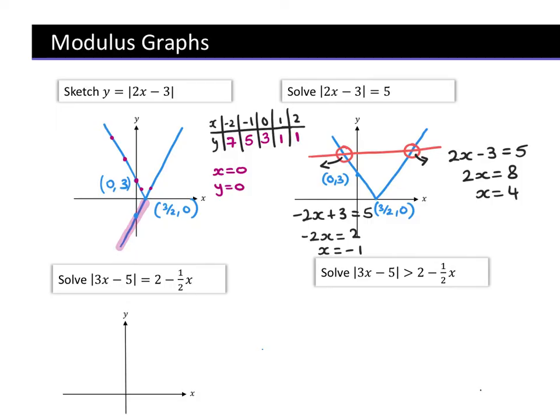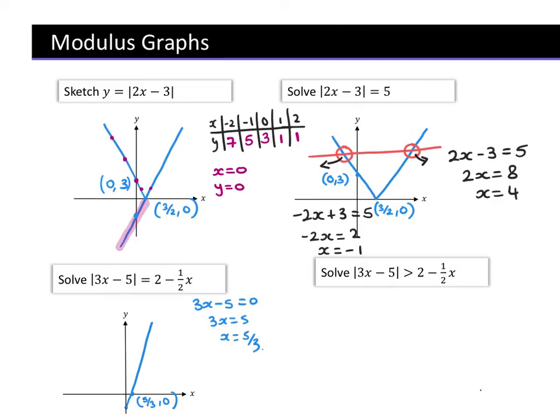Okay, so for the second example, we have 3x minus 5. Now, the graph 3x minus 5, we know it's going to cross at minus 5 somewhere. 3x is going to be quite steep, so we know it's going to be like this. Now, where does it cross the x-axis? That's when y equals 0, so we're going to have 3x equals 5, x equals 5 over 3. So we know this point here is 5 over 3, and 0.